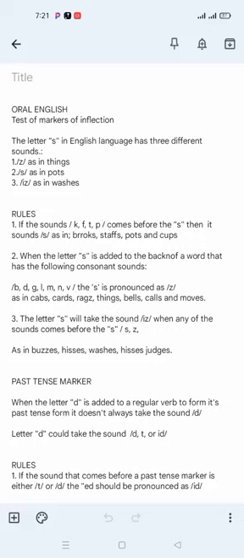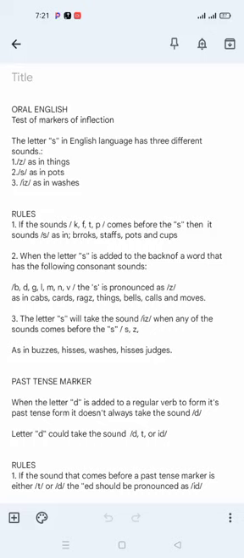Alright, so today we're looking at test of markers of inflection. Test of markers of inflection is our topic for today. Now, what does inflection mean? Inflection simply is just adding s or ed to a root word to change its form. For instance, if I add s to take, it becomes takes. The s that I added is an inflection. Or I add ed to wash, it becomes washed. The ed that I added becomes an inflection.